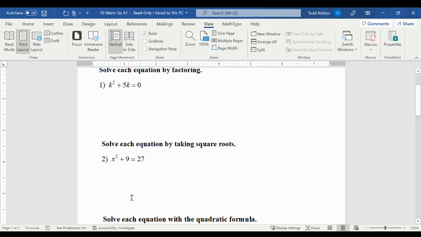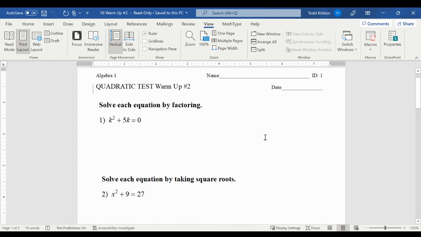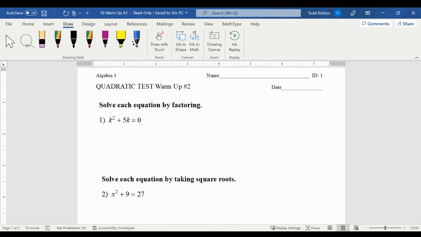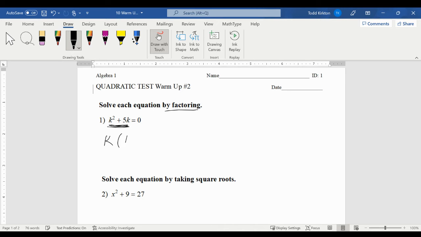Okay, so here is the second review warm-up for the final. Again, we're going to start out by solving using different methods. So the first one says solve by factoring. So there's two terms, so I'm not going to use guess and check. I'm going to see if I can take out a GCF, which I can. And I'm going to set each of these equal to 0.